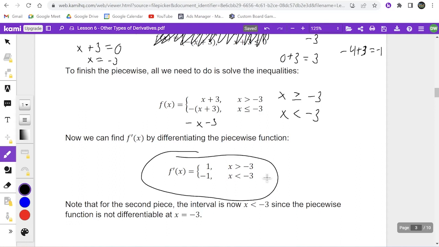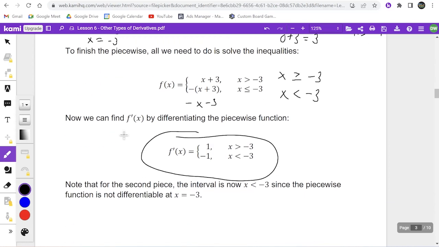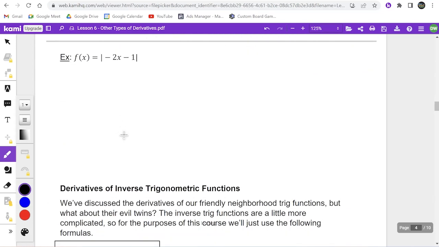So again, what do we do if we have an absolute value function? Let's just recap. We set it equal to 0, solved, plugged it on a number line, and found out where the function's positive and negative. And where it's negative, you need an extra negative sign to counteract it. Then you took the derivative of the top and the bottom, just like we would for any piecewise function. Any questions? Okay. So with that, we move on to an example.